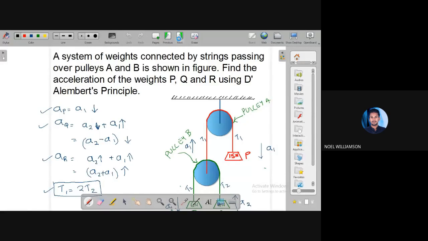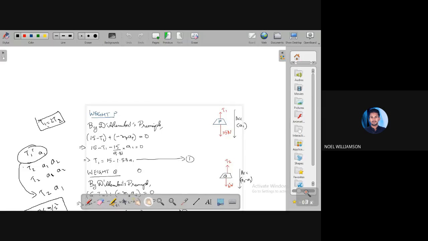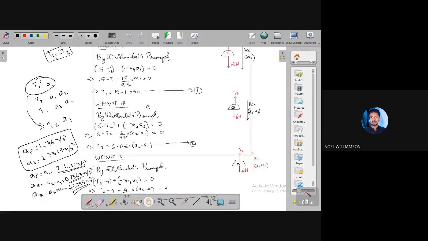These were the values. So just note down the values.